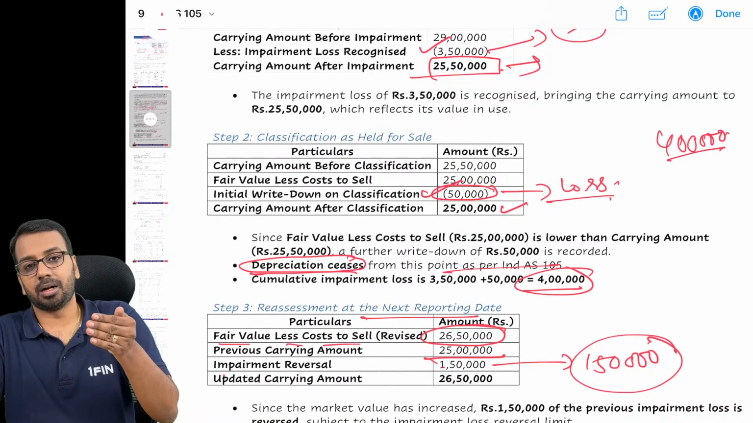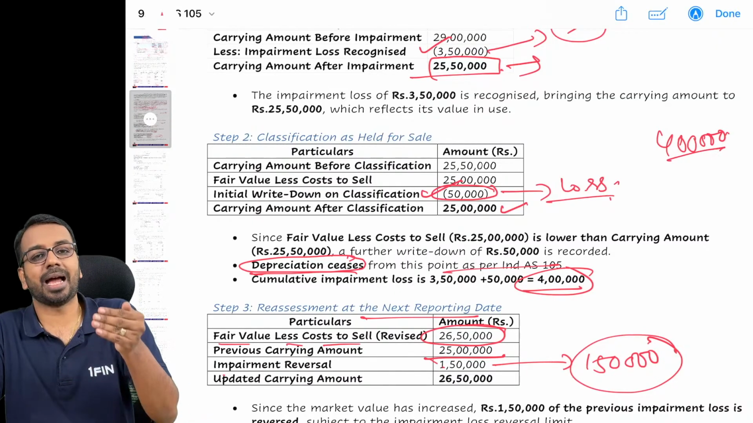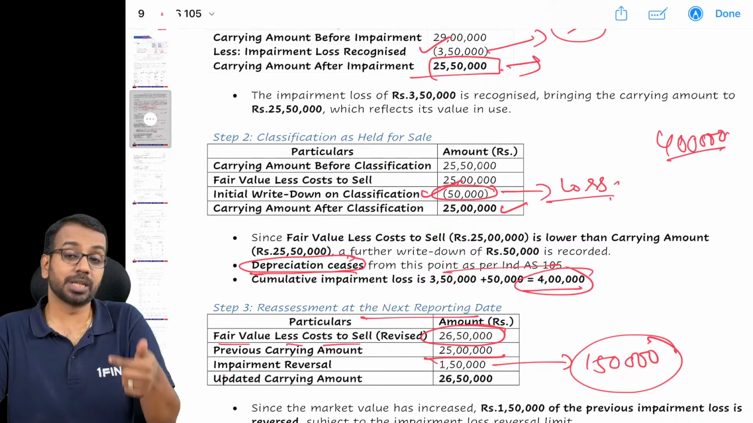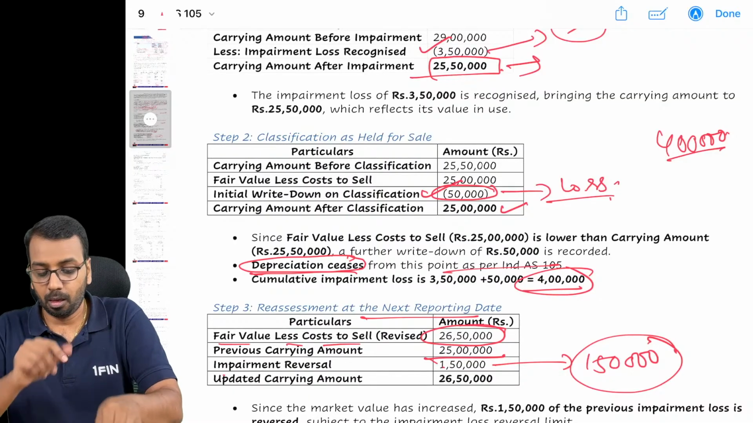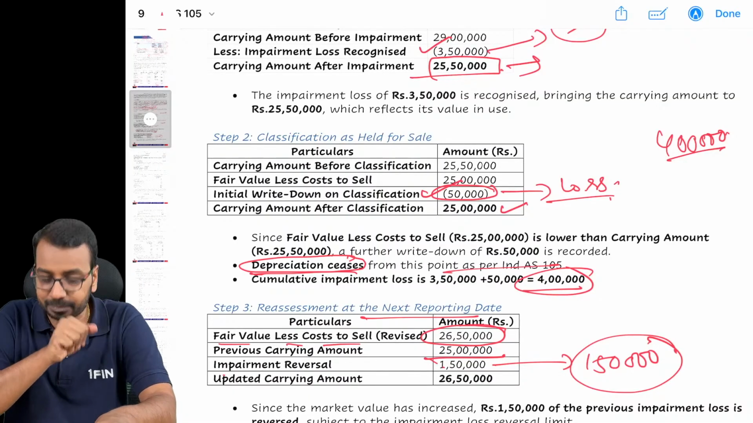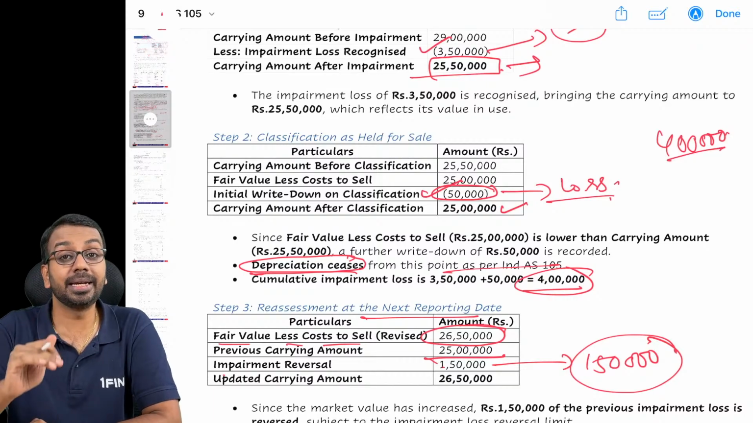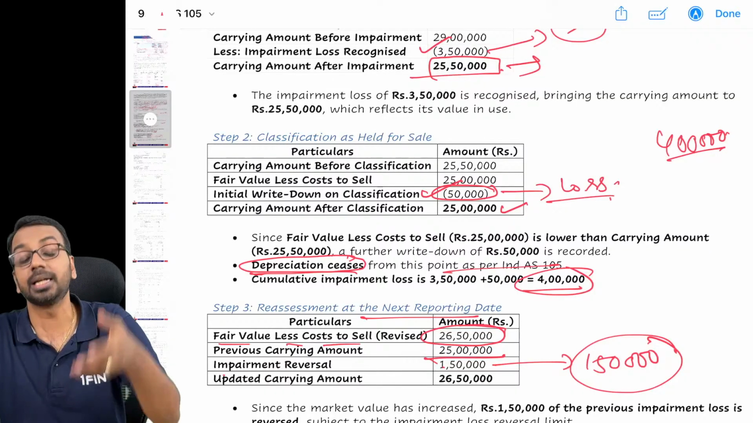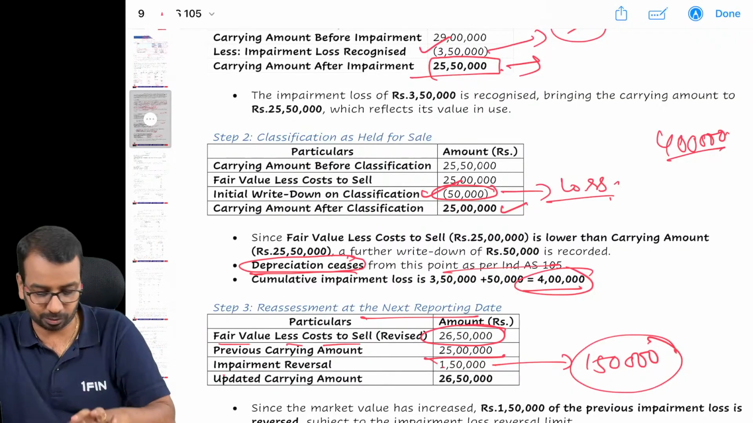Here, the calculation of carrying amount as if no impairment had been charged will not be applicable because we are not using it. We are selling it. Unless the entity says we will not sell it, we will again start using it, then you may do the revised calculation.